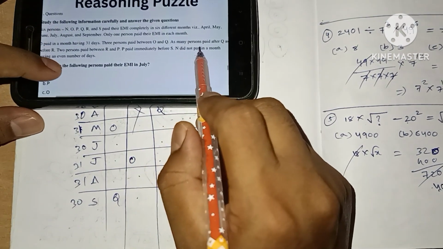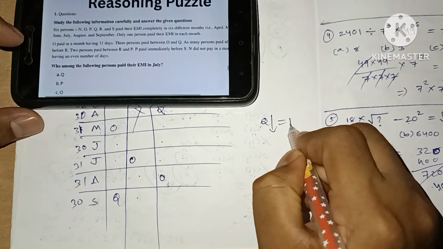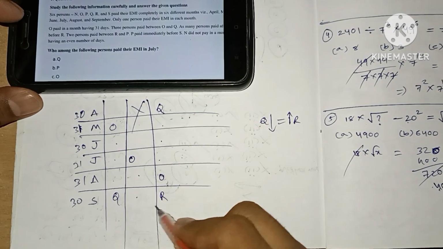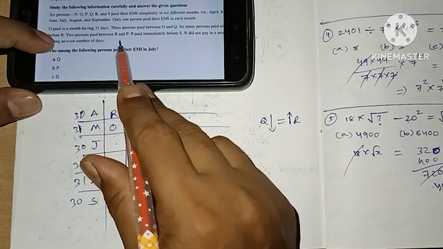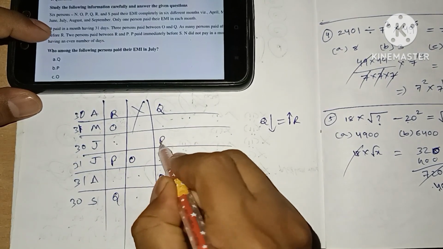as many persons paid after Q as before R. So after Q before R means this one. Next, 2 persons paid between R and P. 1, 2. This is P.